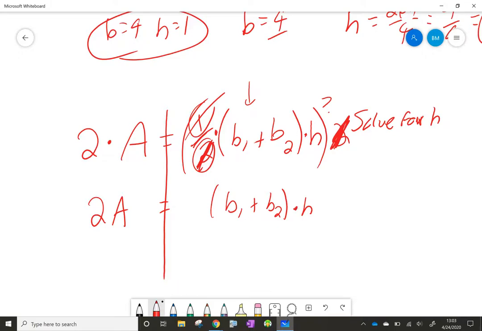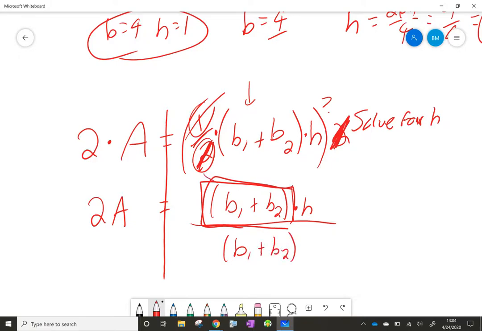Remember, I'm trying to get this h all by itself. The good thing here is the base 1 and base 2 are grouped together in parentheses, so we don't have to treat them separately. We can treat them together. We need this entire group to go away. Since that entire group is getting multiplied to h, the way we can cancel it out is to do the opposite, divide by that group. The opposite of multiplying by this parenthesis thing is to divide by that parenthesis thing. So we'll divide by b1 plus b2, which has the whole group cancel out.